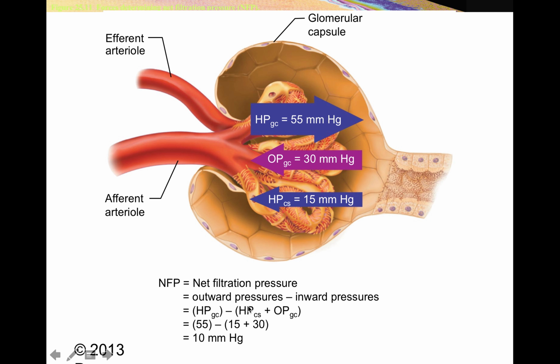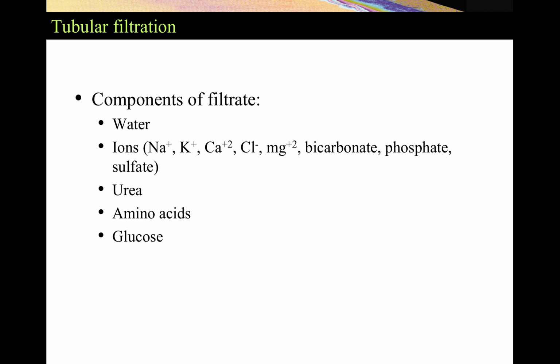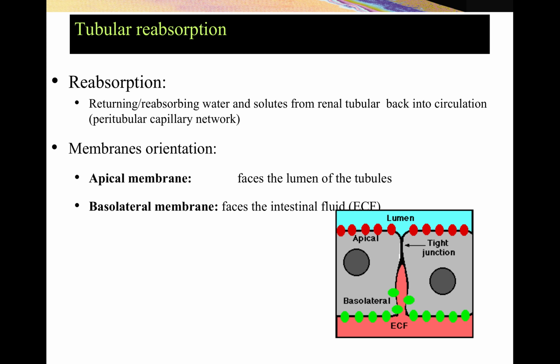So the net filtration pressure is about 10 millimeters of mercury, basically 55, subtract 30 and 15 from it, and that will give you an average of 10 millimeters of mercury. These are the components that will be visible in your tubular filtration. Notice that basically anything that is in the plasma is part of the filtrate, with the exception of the proteins that are too large to be part of the filtrate.